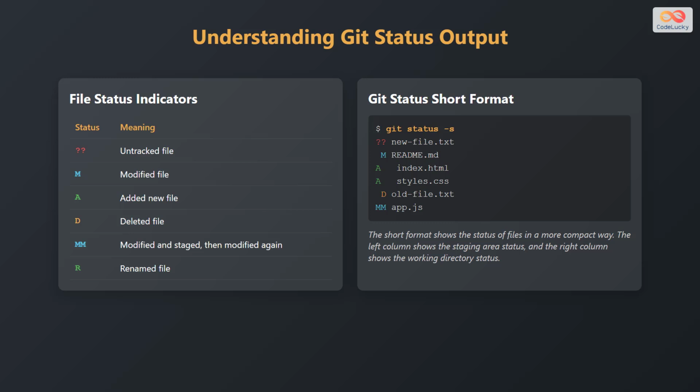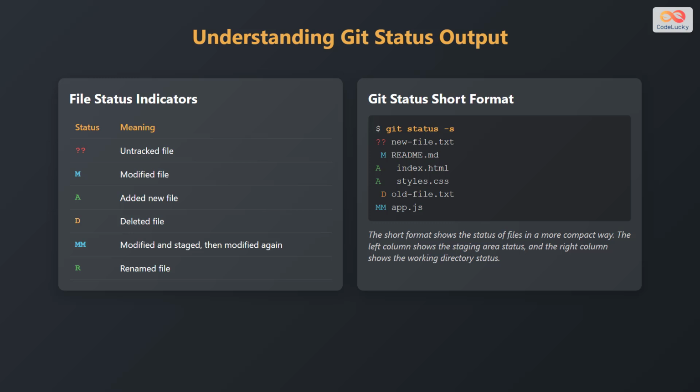To effectively use Git, you need to understand the output of the git status command. Git uses specific status codes to indicate the state of files in your project. The status code "??" indicates an untracked file, which means Git is not monitoring this file. The status code "M" indicates a modified file, meaning the file has been changed in the working directory. The status code "A" indicates an added new file, meaning a new file has been added to the staging area.